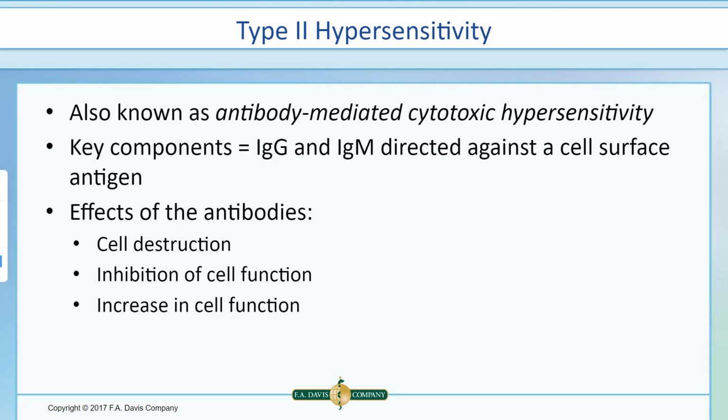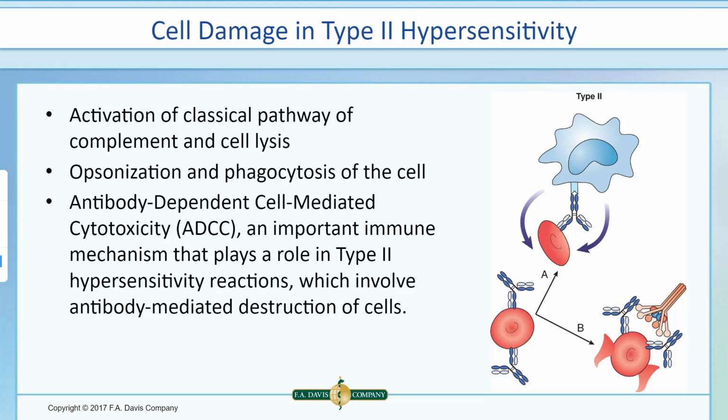Type 2 hypersensitivity is also known as antibody-mediated cytotoxic hypersensitivity. Key components would be IgG and IgM directed against a cell surface antigen. The effects of the antibodies include cell destruction, inhibition of cell function, or an increase in cell function. We have activation of the classical pathway of complement and cell lysis, opsonization and phagocytosis of the cell, and antibody-dependent cell-mediated cytotoxicity, ADCC, which is an important immune mechanism that plays a role in type 2 hypersensitivity reactions, which involve antibody-mediated destruction of cells.